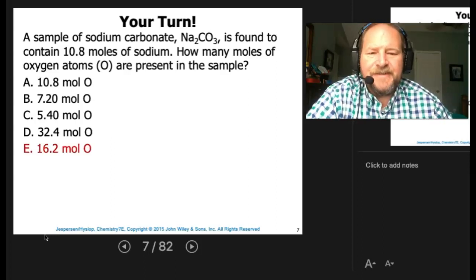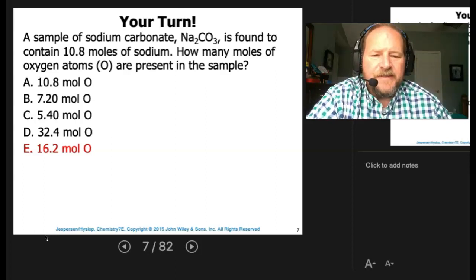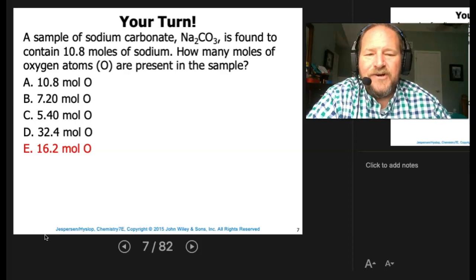And here the answer is E, 16.2 moles. So we know how many moles of sodium we have. We know the formula for sodium carbonate. Now keep in mind on a test question, I may not provide you the formula. So don't let naming slip. You want to make sure you're ready to name all of your compounds or turn your names into formulas. All right, you want to make sure you can do that.